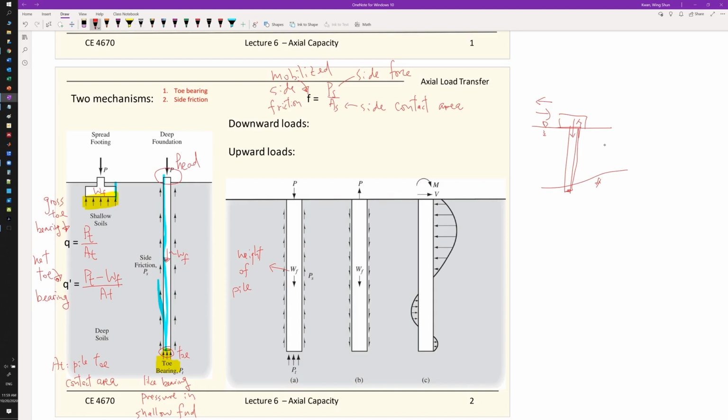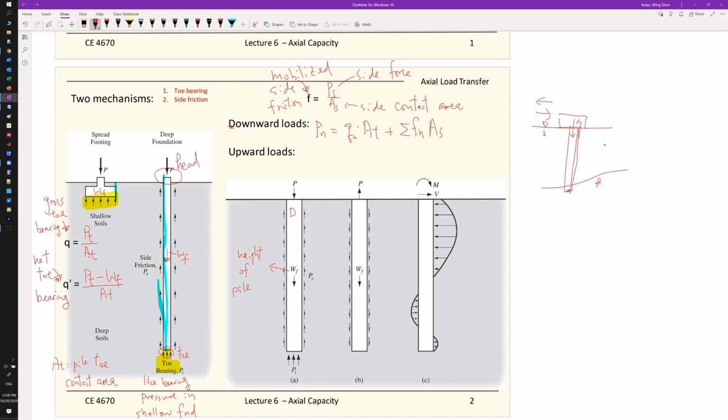And for the case that we have a downward load, so this is the downward loading. The nominal force from the friction will be equal to, since this is going down, the one that is resisting also comes from the bearing capacity at the toe. So this will be equal to the bearing capacity at the toe times the area at the toe. So A sub T is the pile toe contact area, and then plus the summation of friction times the area. So this is the side friction, this is the side area.